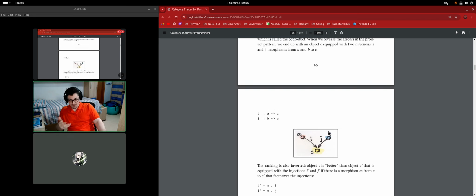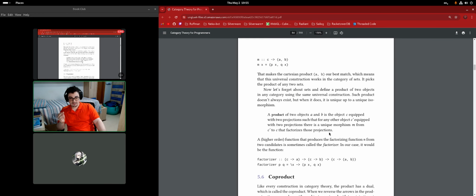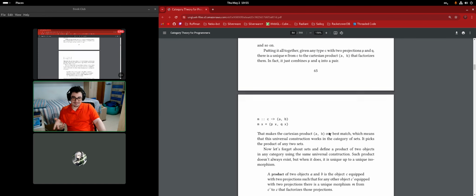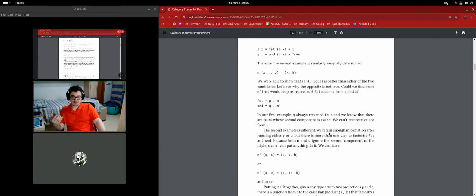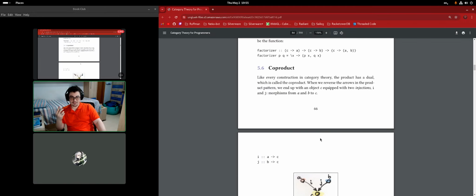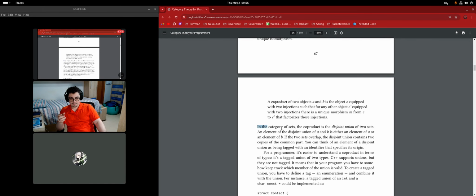No, no, no, no, no. Let me rephrase it then. I think he expects you to have intuition about both of them, product and coproduct. But because I don't have it, and I'm only trying to grasp what the definition means at this point, I cannot just do this jump. So why is maybe? Why is that the case?